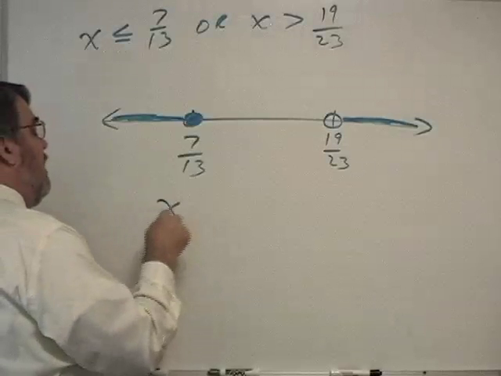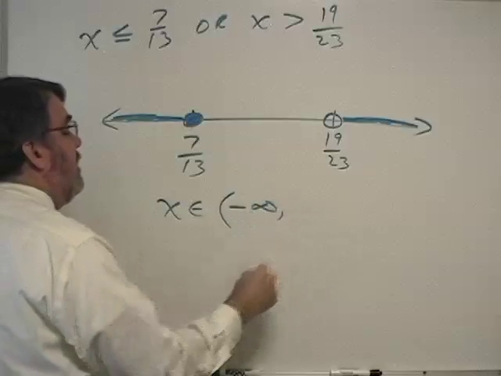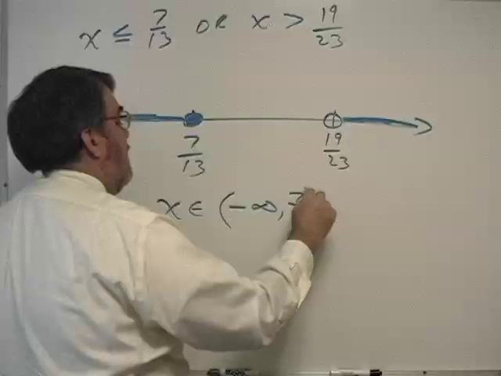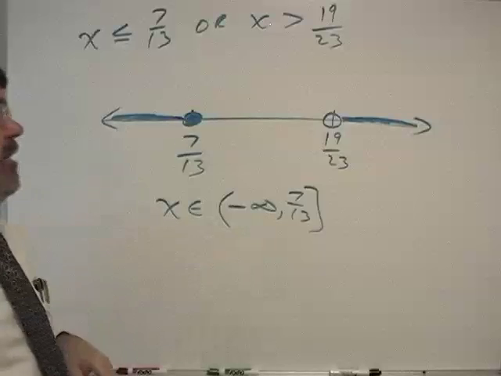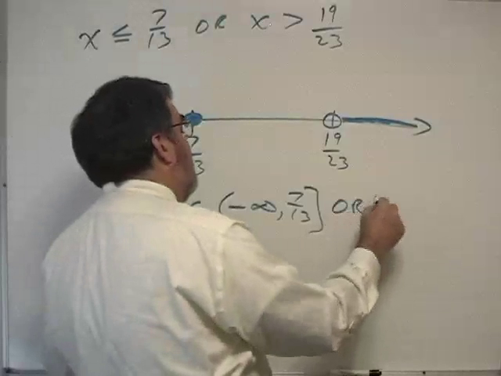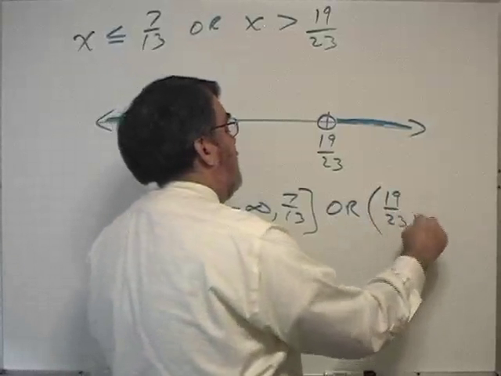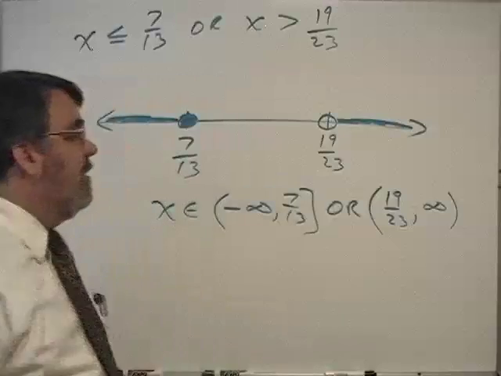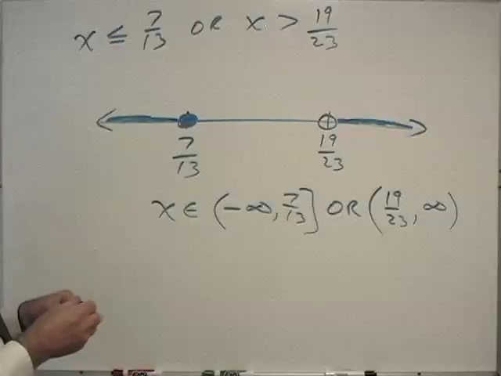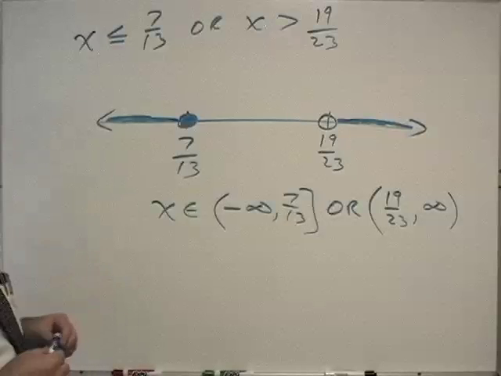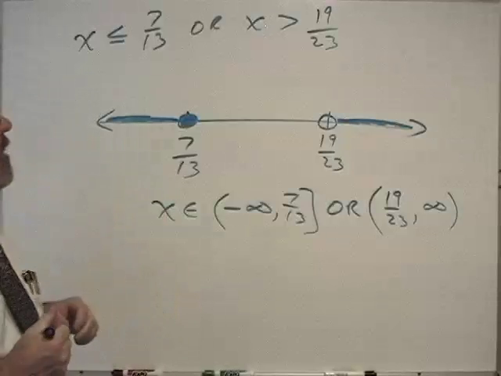Interval notation: x belongs to, left parenthesis, negative infinity, 7/13, close bracket, because it was equal to, closed circle, closed bracket. Or, don't forget the word or, left parenthesis, 19/23, comma, infinity. Here I had parentheses because it's an open circle. Alright, so there's another example of a compound inequality of the OR variety, or the split interval variety.